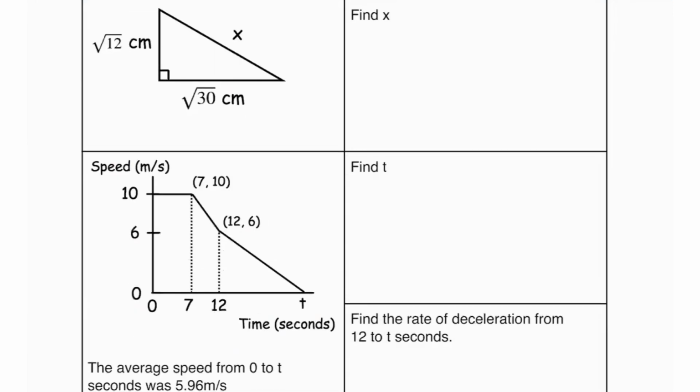Next question says find the value of x. So we have a right angle triangle. They've given us the opposite and adjacent, and they want us to find the hypotenuse. We can easily use Pythagoras.